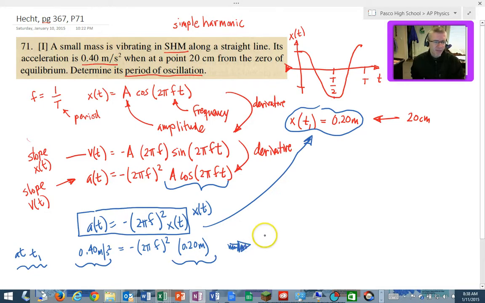But in particular, let's rewrite this equation. So changing colors again here. Let's rewrite this equation in terms of T. So 0.40 meters per second squared equals minus 2 pi over T, squared, times 0.20 meters.